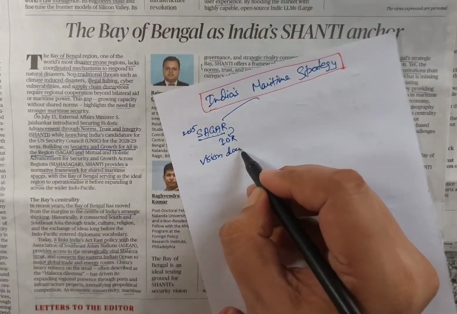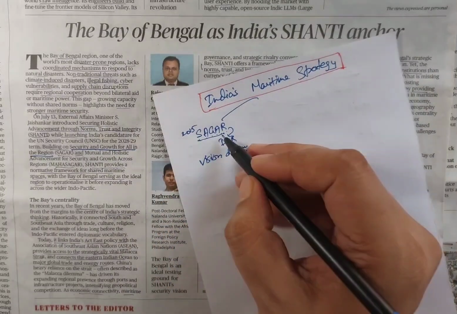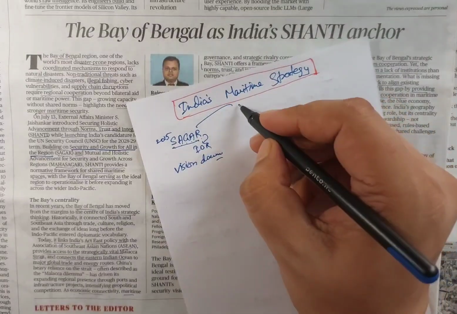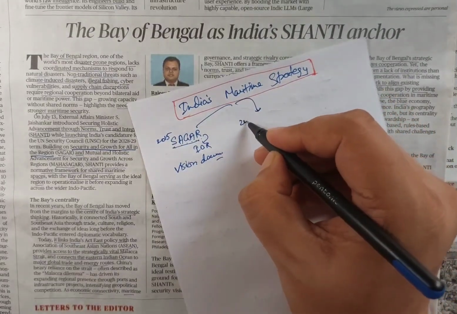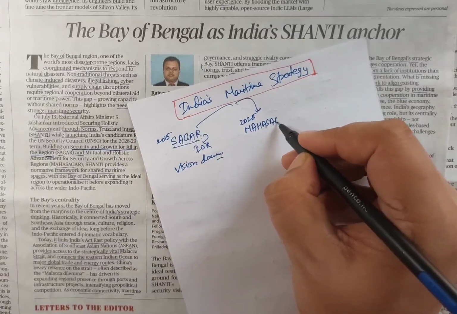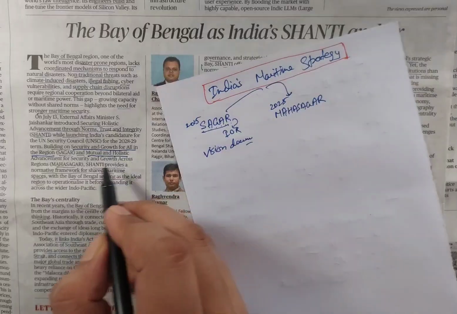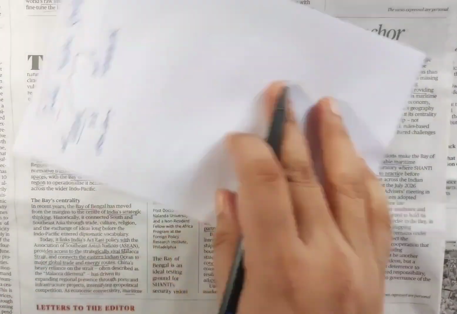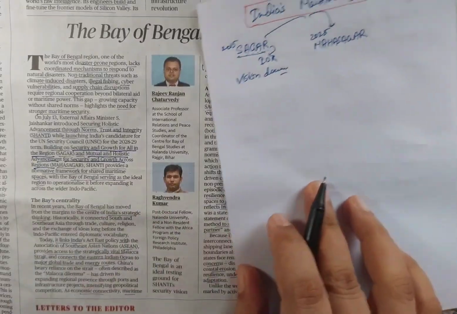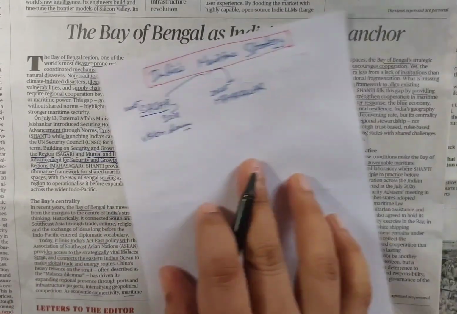It gave a vision of how security and growth of everyone in the Indian Ocean region can be attained. Then a new acronym came in 2025 that is called MAHASAGR. It stands for Mutual and Holistic Advancement, mutual and holistic advancement for security and growth across regions. It talks about across regions. Here is the keyword, across regions.